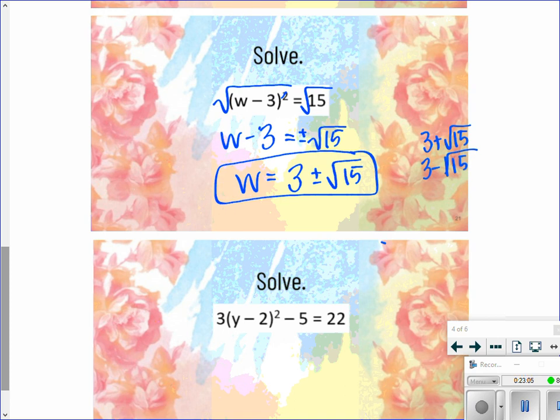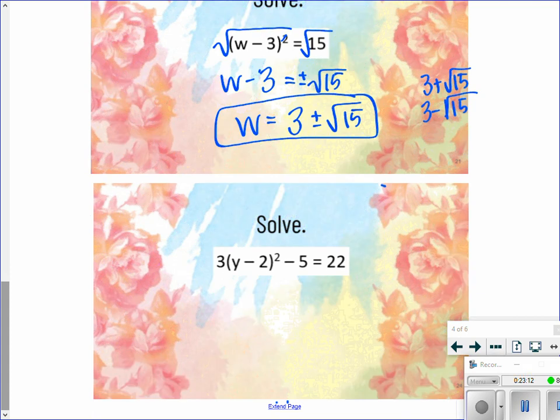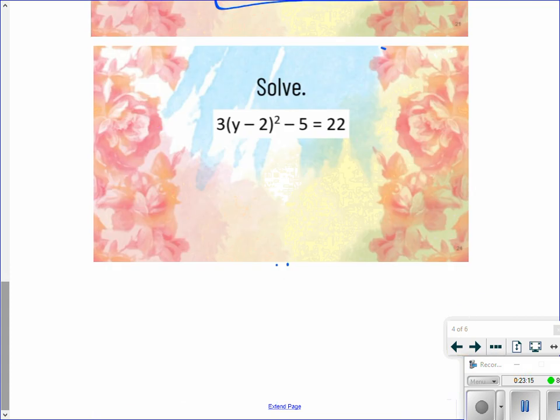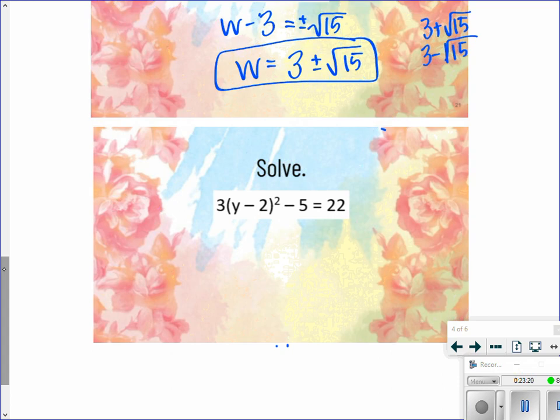Next version, if there are things around the parentheses first. You can't just square root this next one, not yet at least. What do you have to do first? Add 5. So it's getting the parentheses by itself. You'd be left with 3 times y minus 2 squared equals 27. What's still around the parentheses that you need to get rid of? The 3. How do you get rid of that? Divide by 3. So y minus 2 squared equals 9.